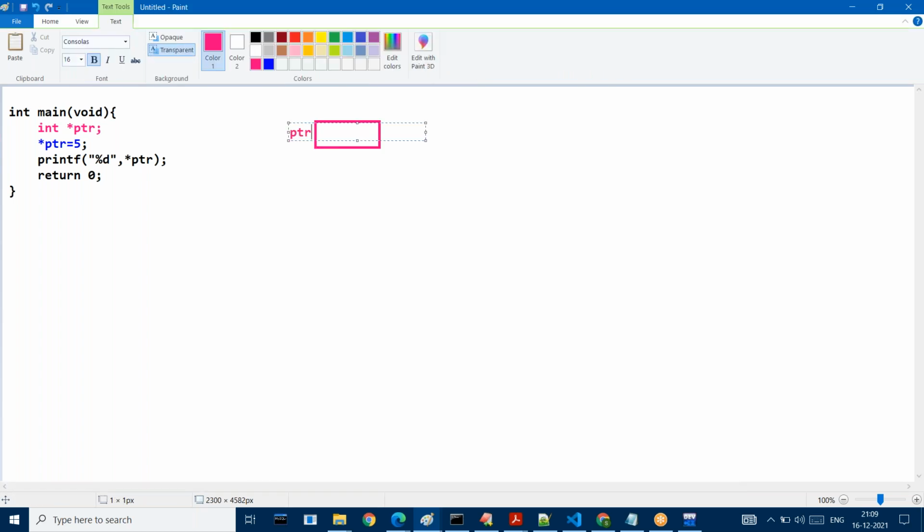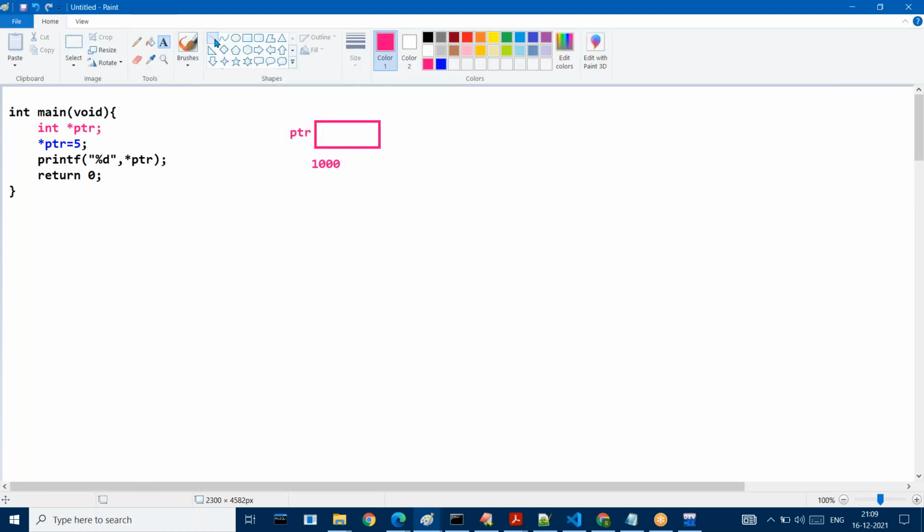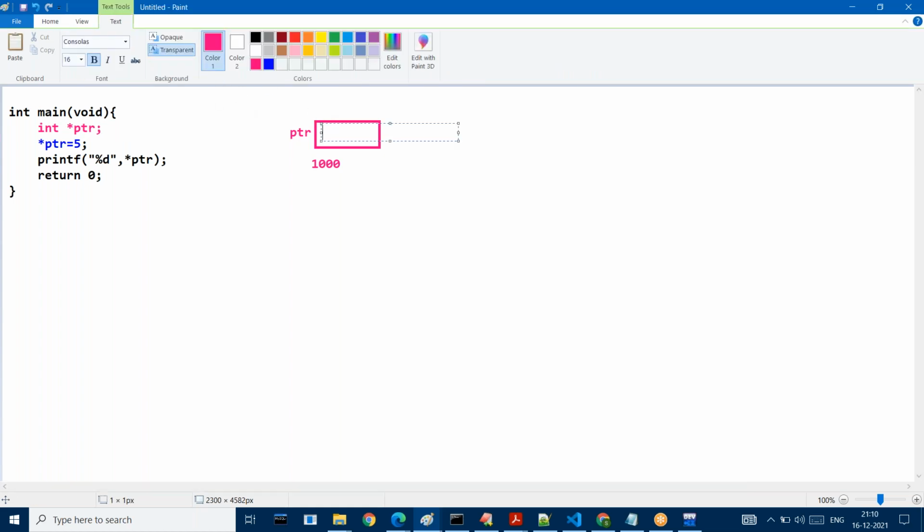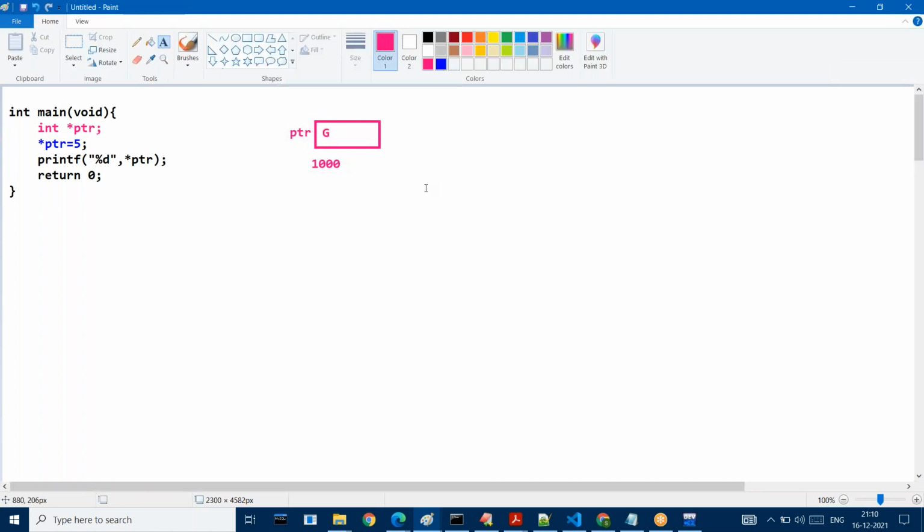Every variable must have its own memory location. Here the memory location, say, 1000. But currently in the first line, did you initialize any value to this variable? Is any initialization happening? No initialization is happening. So what value do we have here? Some garbage value we have.